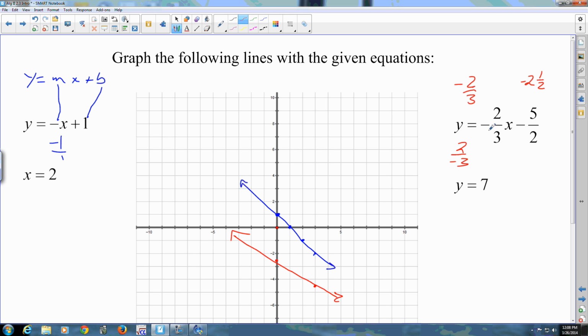Okay. Notice both of these had a negative slope, and both of them were going down to the right. Before I go to this one, I'm going to choose this one. y is equal to 0x plus 7. You don't have to rewrite this. I'm just doing it to help you see it. The 7 is your y-intercept.